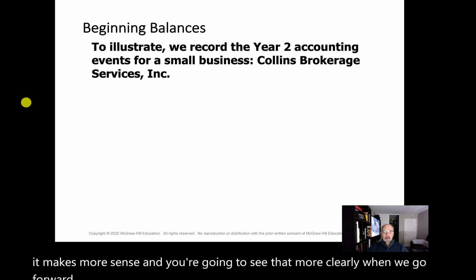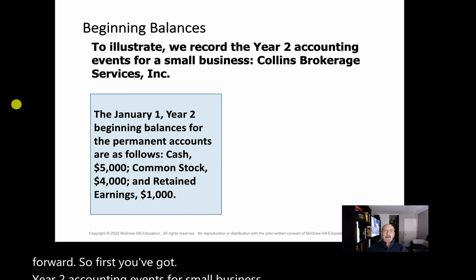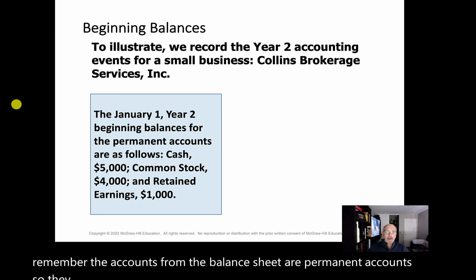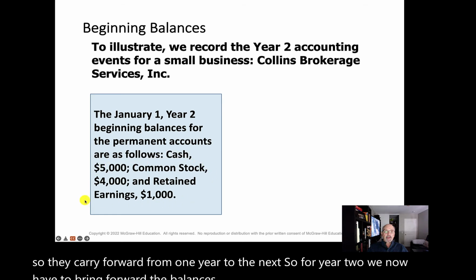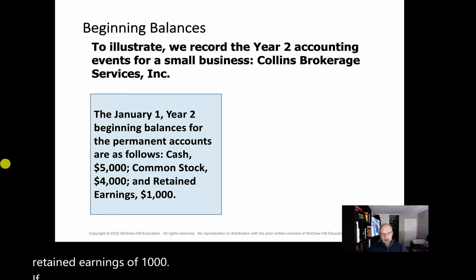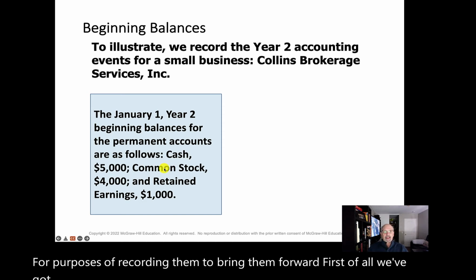So first, you've got year 2 accounting events for a small business, Collins Brokerage. Now remember, the accounts from the balance sheet are permanent accounts. So they carry forward from one year to the next. So for year 2, we now have to bring forward the balances in the permanent accounts. In this case, we've got a $5,000 cash balance, a common stock balance of $4,000 and retained earnings of $1,000.